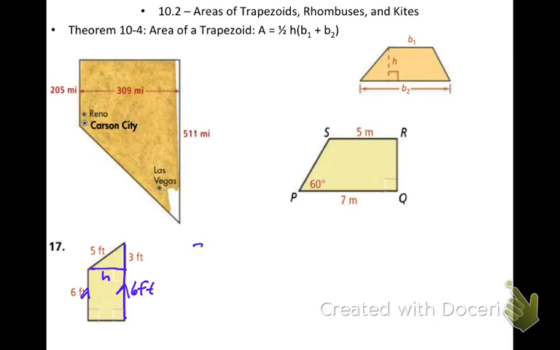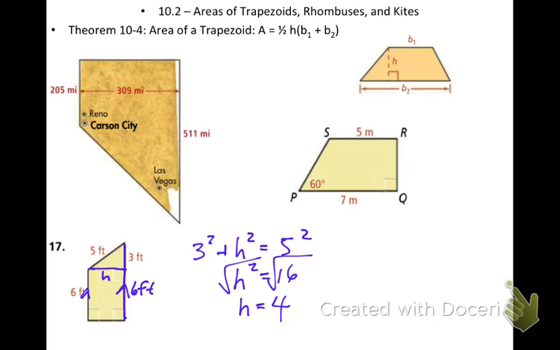And I can say that 3 squared plus h squared equals 5 squared. Again, 5 squared minus 3 squared gives me 16. The square root of both sides, and h is equal to 4. Once I have that h is equal to 4, I can throw it in my formula. Then area is equal to 1/2. My height is 4. And then my bases, added together, I get 15. And so that'll give me 30 to be my area. Oops, and I should probably put units on that. That's feet, square feet.